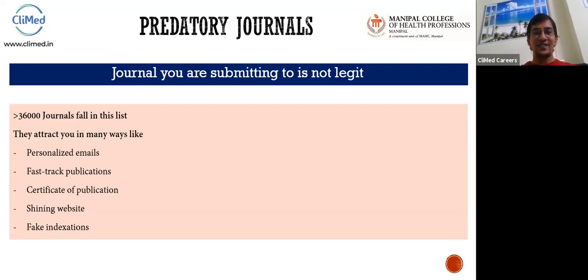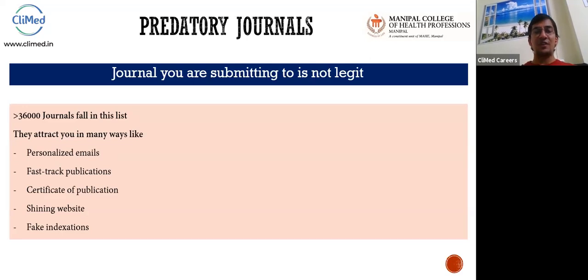Who will see that publication? The public will see, your society, your peers will see your paper, not the certificate. So your published paper is your certificate. This certificate for publication is just to attract you. You should not be attracted to the certificate of publication.